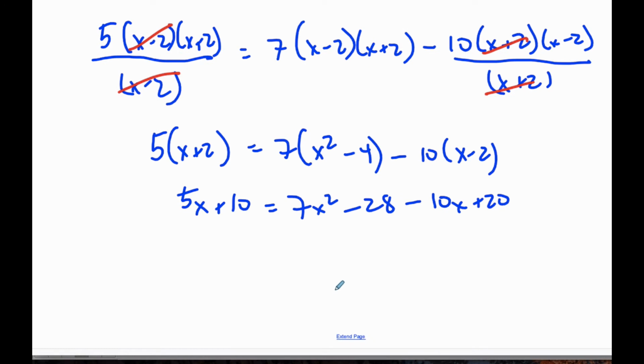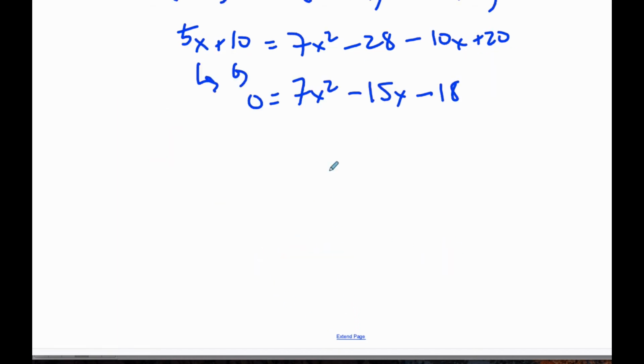And now I have to collect like terms. So I'm going to move the 5x over and the 10 over. And so 7x squared, well, if I subtract 5x, I get minus 15x. And if I subtract 10, this is going to be negative 8 minus 10 more will give me negative 18 is equal to 0. And now it's a matter of factoring this. There's different ways of factoring it, and you could just go straight to the brackets if you know how to do it and do some mental math and figure it out.